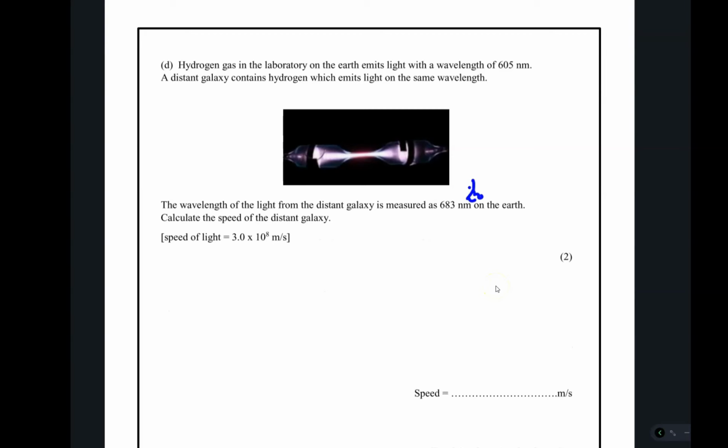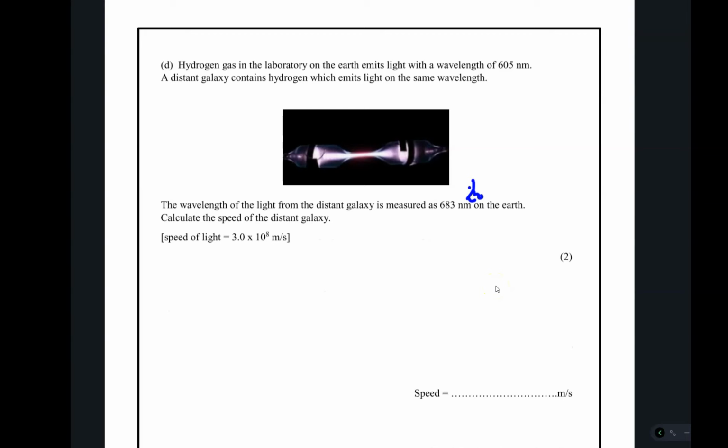Next particular question that you can be asked, we talk about the Doppler effect equation. Now, we are told that hydrogen gas in the lab on Earth emits light with a wavelength of 605 nanometer. A distant galaxy contains hydrogen, which emits light at the same wavelength. Now, it emits at the same wavelength, but when that wavelength is observed from the Earth, it's seen to be 683 nanometer. So you can see there is a change, there is a shift in wavelength.